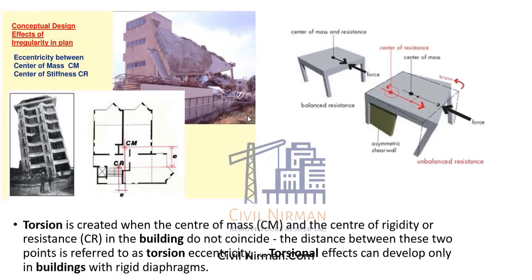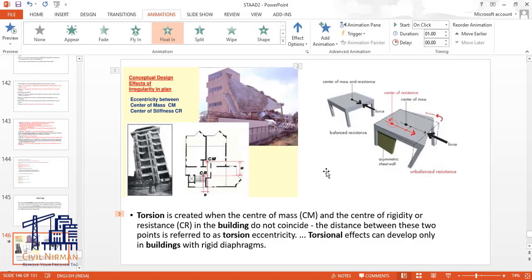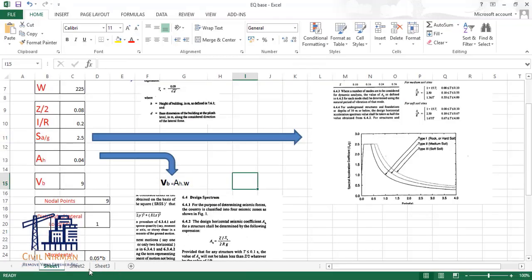Now in case of a regular plan configuration of your building, you will not get any torsion in your structure, because in a regular configuration of building, the center of mass and center of resistance, or what we can say the center of rigidity, will coincide. So there will be no chances of eccentricity. But if they do not coincide, like in this kind of irregular building, then it will lead to a torsional effect in your building, right? Now in order to work that out, the code gives you a provision about your static eccentricity. So let's understand that.